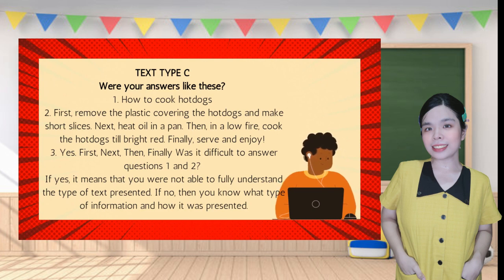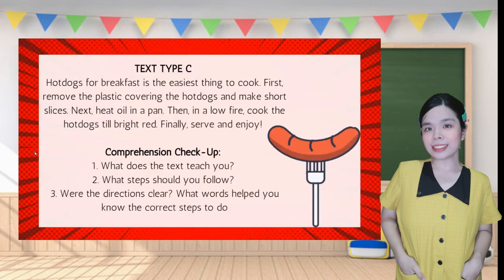If yes, it means that you were not able to fully understand the type of text presented. If no, then you know what type of information it is and how it was presented. Good job! So, in this paragraph, you were taught how to cook hot dogs for breakfast by following this 4-step direction.